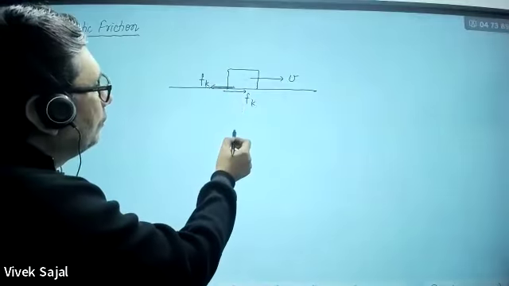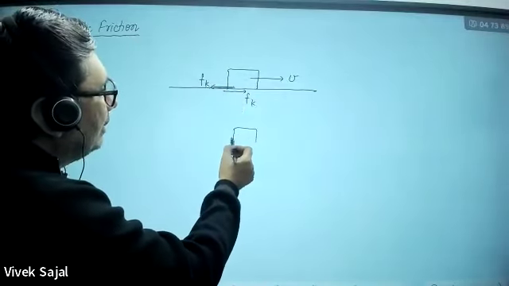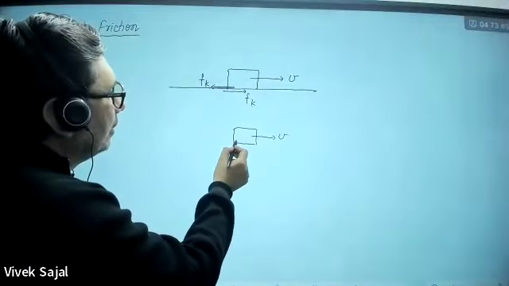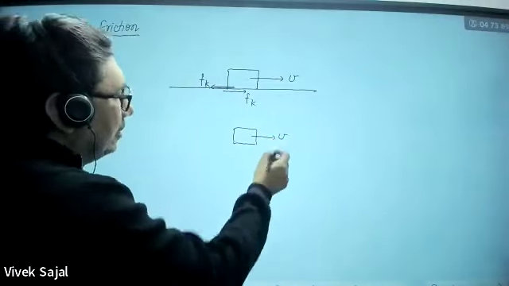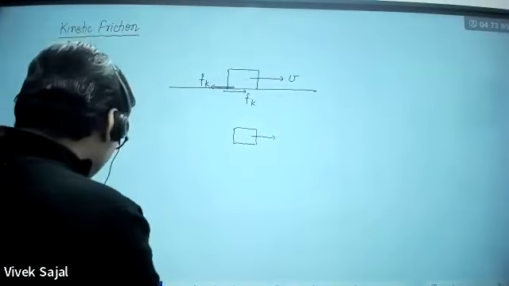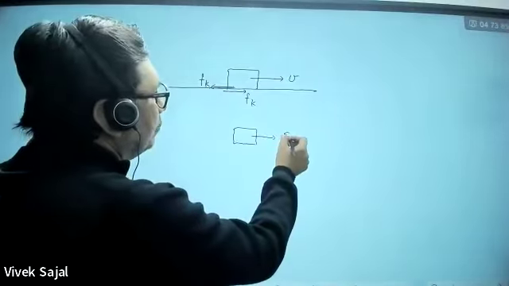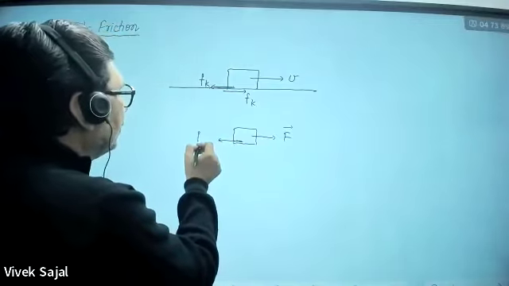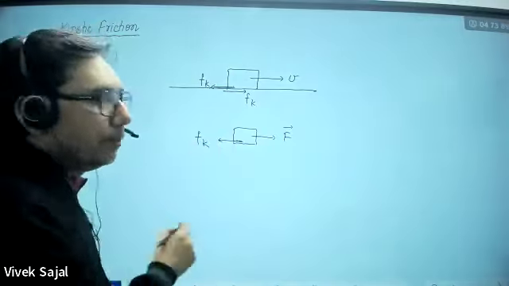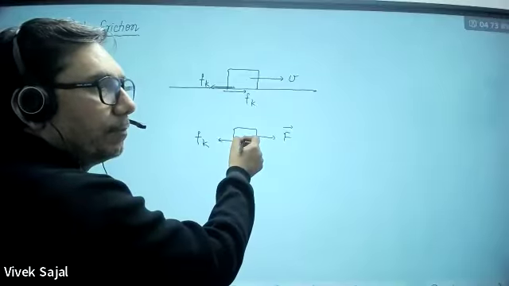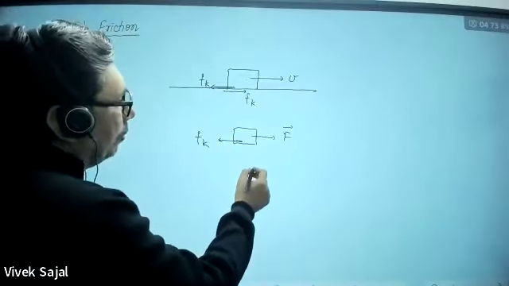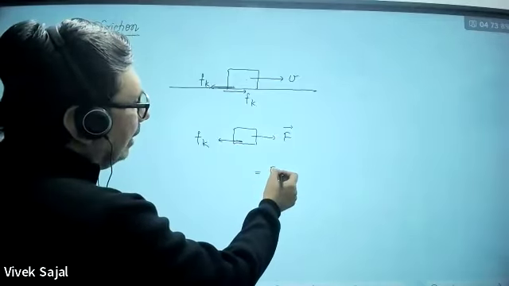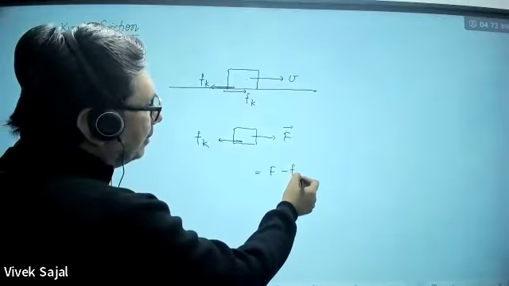So if you look at the block, when it is moving in this direction, suppose some force F is acting on it and it is moving due to the application of the force. In this direction, a kinetic friction force is acting on it. The mass of this is m. So what is going to happen? How much net force is acting in this direction? That is F minus Fk.